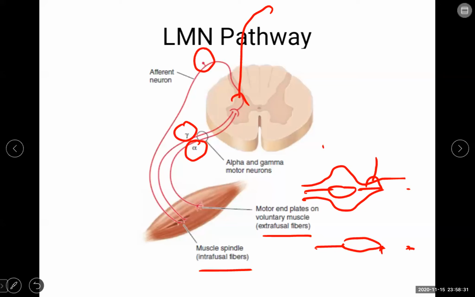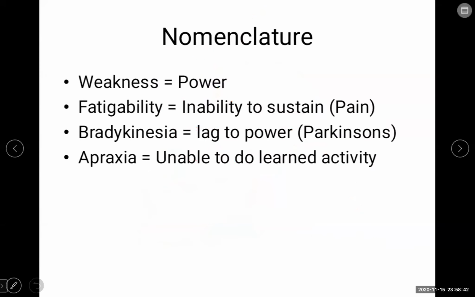Whenever a muscle is stretched, it's picked up by the afferent neuron, and it tends to stimulate the alpha motor neuron, causing a contraction. So this is the basic overview of the reflex pathway. Now, coming on to common nomenclature that we associate, the term weakness medically is associated with what we call power.